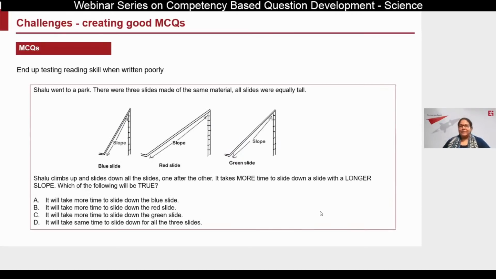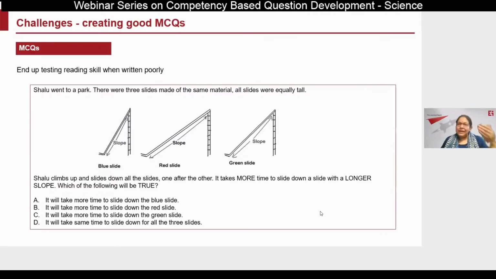Quickly, the second one, yes, we end up designing poor items, and we saw so many examples. Especially in science, if I'm not using appropriate language or not realizing how I'm framing it, I may just end up making a reading comprehension question. The question here is like that. If I focus on this particular statement in the stem below the image, it takes more time to slide down a slide with a longer slope. That gives me the answer already. If I know sentence comprehension, I know the answer. I don't need to know physics for this.